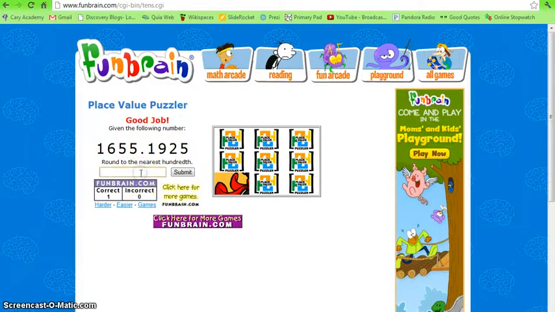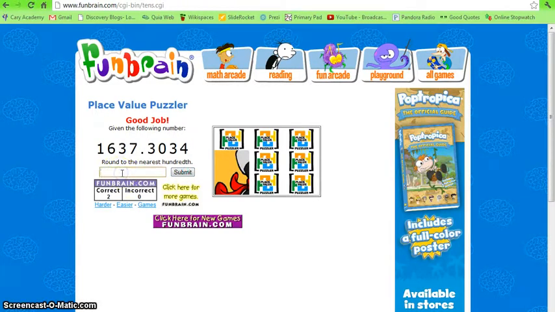So now we're going to round to the nearest hundredth. This is the tenths, hundredths. So we look to the right. Is it more or less than 5? We see that's less, so those would all be zeros. So we don't need to add them. So it would be 1655 decimal 19. We got that correct.